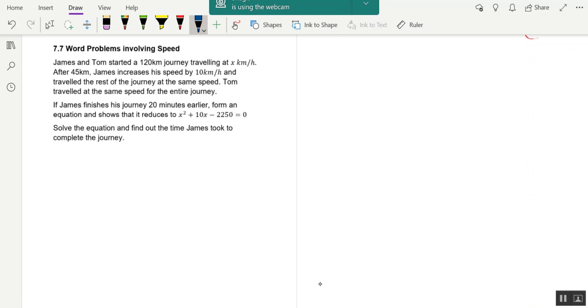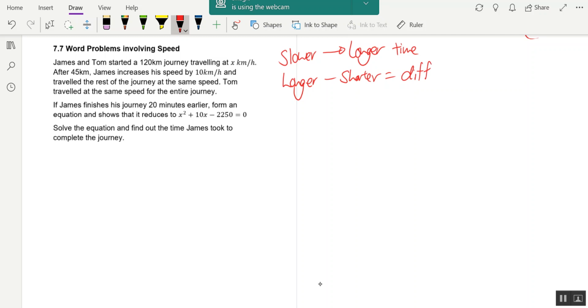This is a typical question on a word problem involving speed and asking you to form a quadratic equation. Before we start, always know the concept. The concept is, if I am slower, I take a longer time. Always use the longer time minus the shorter time equals the difference in timing. Use this and you will never go wrong.